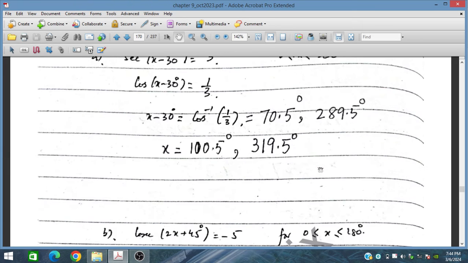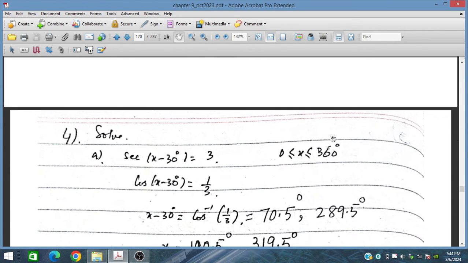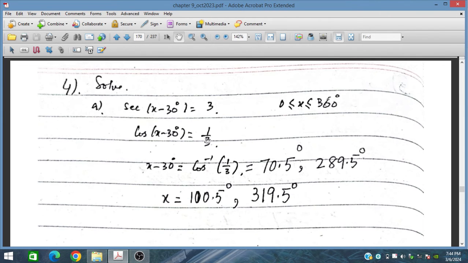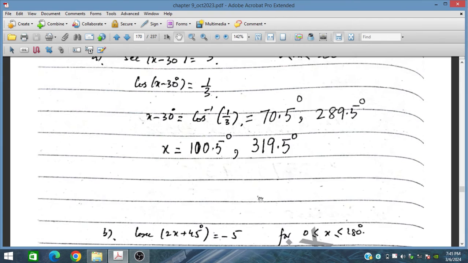Similarly for other values. Let's solve question number 4. We have sec of x minus 30 degrees is equal to 3. So cos of x minus 30 degrees is equal to 1 over 3 for 0 to 360 degrees. So x minus 30 degrees is equal to cos inverse of 1 over 3. We have obtained this in the first quadrant and the fourth quadrant. From the first quadrant and fourth quadrant, we shift by 30 degrees, and we add 30 degrees to both, and we have this. So this is question number 4a.